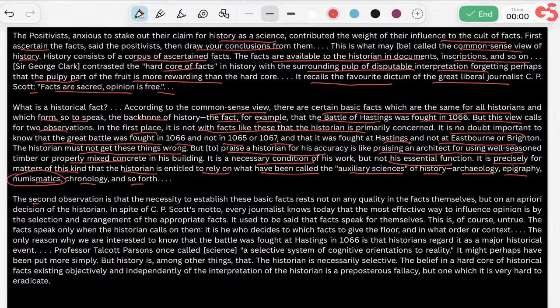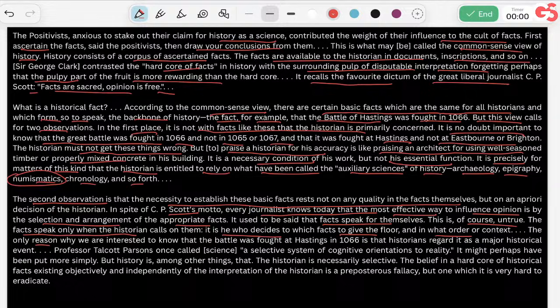The second observation is that the necessity to establish these basic facts rests not on any quality in the facts themselves, but on a prior decision of the historian. In spite of C.P. Scott's motto, every journalist knows today that the most effective way to influence opinion is the selection and rearrangement of the appropriate facts. It used to be said that facts speak for themselves. This is, of course, untrue. The facts speak only when the historian calls on them. It is he who decides to which facts to give the floor and in what order or context.